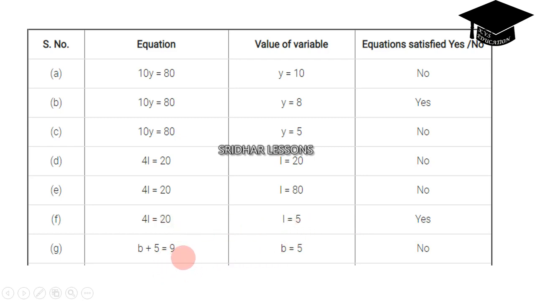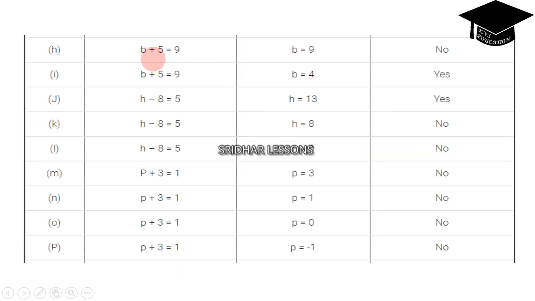b plus 5 is equals to 9, and if b is equals to 5, the equation will not be satisfied. The left hand side of the equation should equal the right hand side, then only the equation will be satisfied. b plus 5 is equals to 9. If b is equals to 9, the equation will not be satisfied. If b is equals to 4, the equation will be satisfied. That means LHS is equals to RHS.